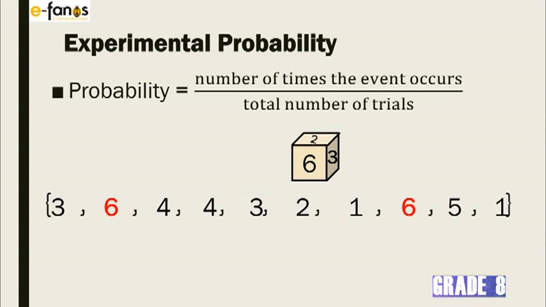Maybe it's 3, 6, 4, 4, 3, 2, 1, 6, 5, 1. I then look at the number of times the event occurs. In this case, I rolled a 6 on 2 occasions. And the total number of trials here is 10. So the experimental probability would be 2 over 10, or 1/5.